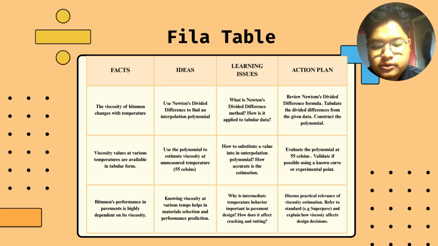And then next, viscosity values at various temperatures are available in tabular form. The idea is to use the polynomial to estimate viscosity at an unmeasured temperature, 55 degrees Celsius. For the learning issues: how to substitute a value into an interpolation polynomial, and how accurate is the estimation? And the action plan: evaluate the polynomial at 55 degrees.